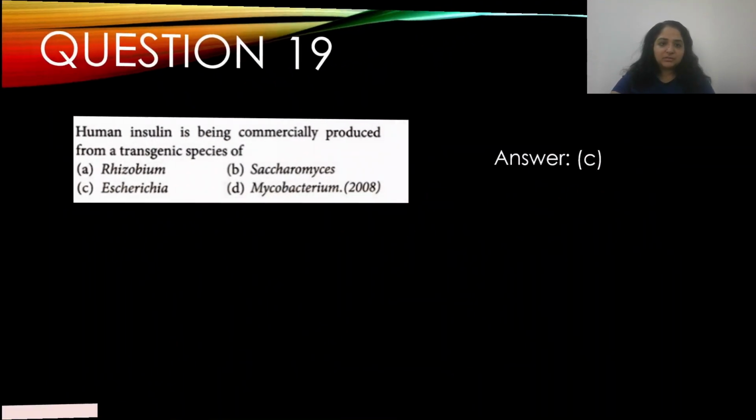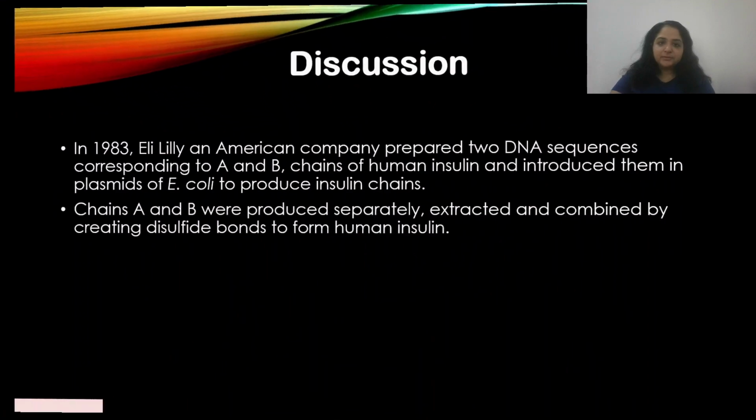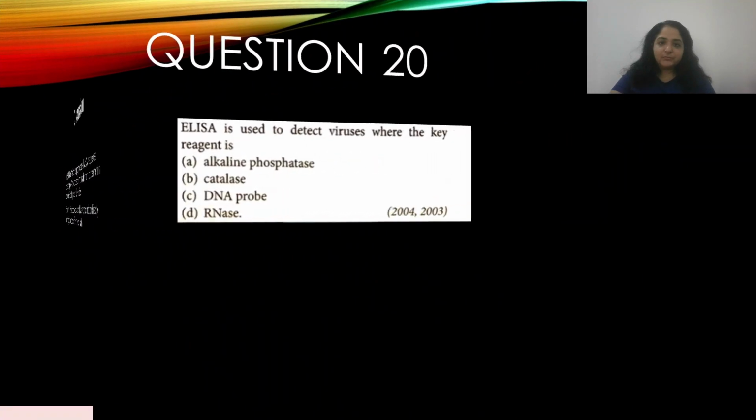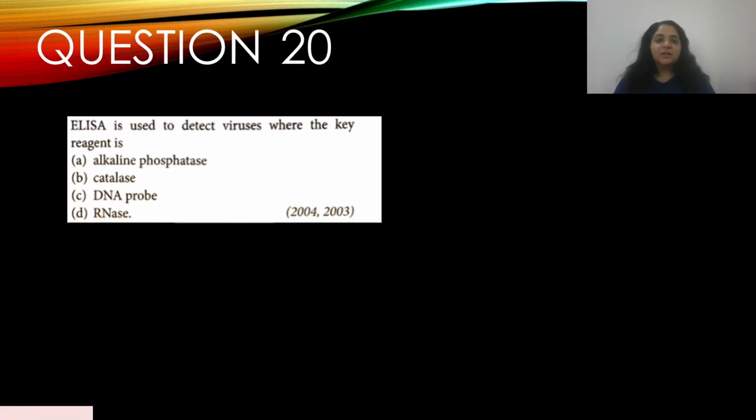I guess I've answered the question. Question number 20. ELISA is used to detect viruses where the key reagent is, this appeared in 2003 and 2004: A. Alkaline phosphatase, B. Catalase, C. DNA probe, D. RNase. So it's used to detect viruses where the key reagent is A. Alkaline phosphatase. Answer is A.